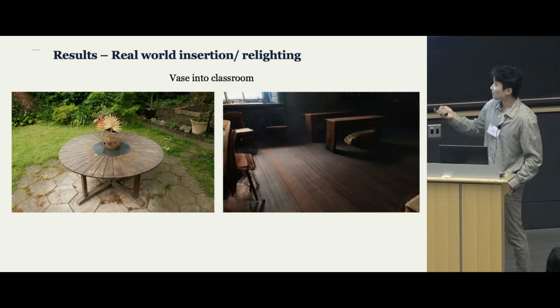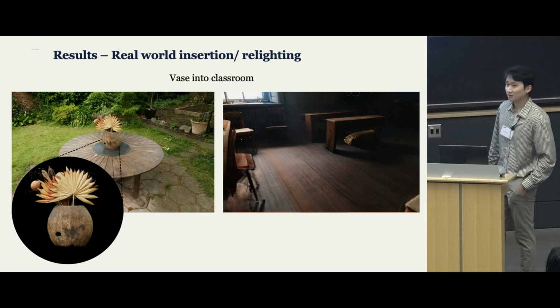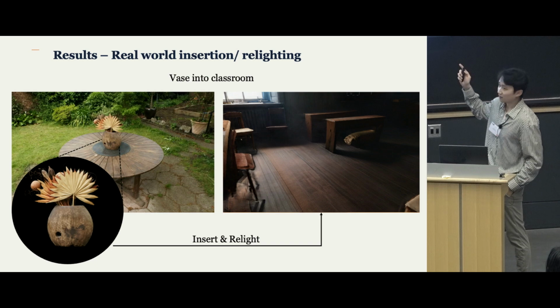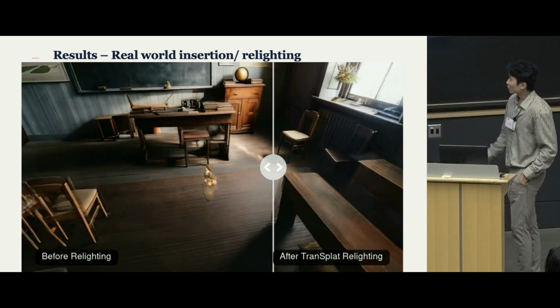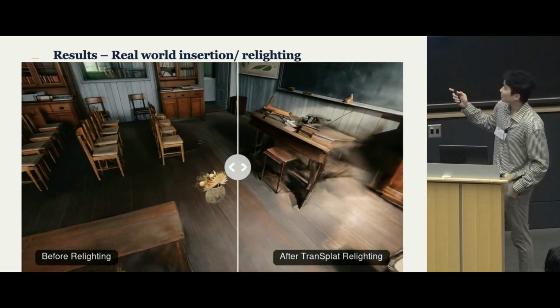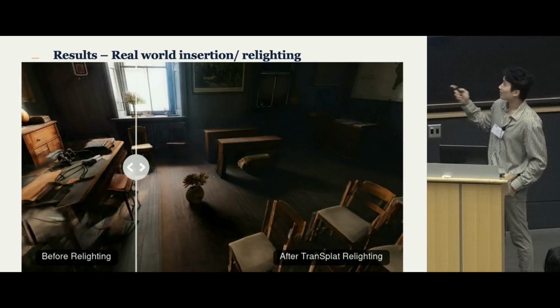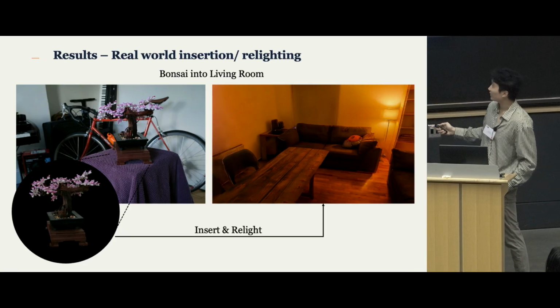So here, for example, from this MipNeRF 360 scene, we can extract this vase object, and we want to insert it and relight it into this classroom scene. Without TransPlat, if we just bluntly insert this, it looks very unnatural. However, after TransPlat, we see that we have correct shadows as well as proper relighting.